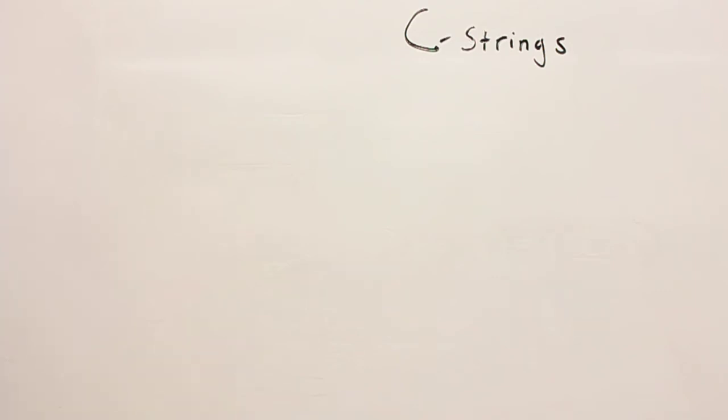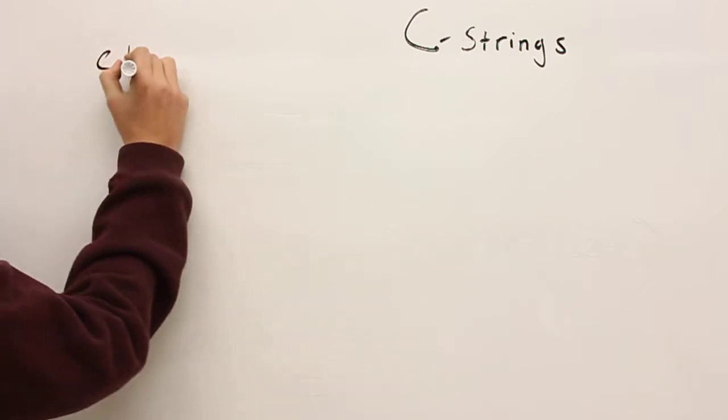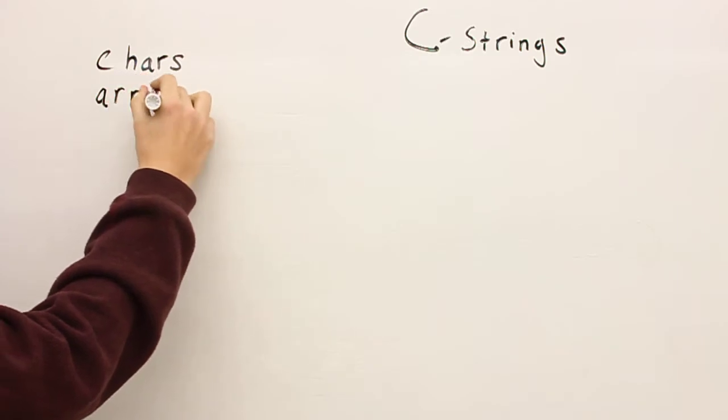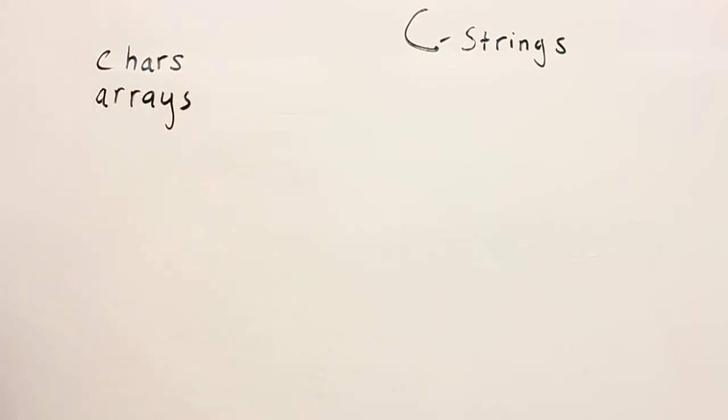So, one of the most immediate differences between other languages and C is that C does not have a built-in string type. However, what C does have are chars, which are individual characters, and arrays, which are groups of variables. Long ago, someone very smart realized that this was all you need to make a string. A C string is just an array of chars.